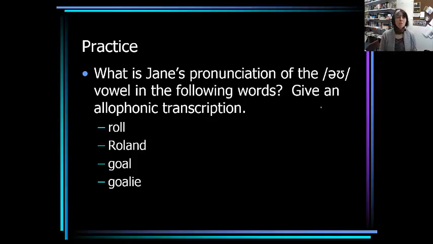Okay, now I'm going to produce these words here with the O vowel, and I want you to give an allophonic transcription indicating with diacritics what the vowel is doing. So the first one is roll, roll. The second one is Roland, Roland. The next one is goal, goal. And the last one is goalie, goalie.